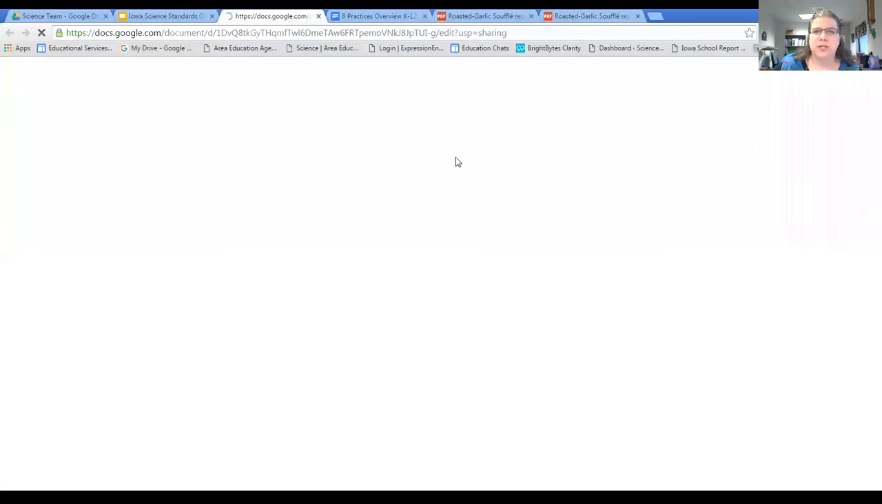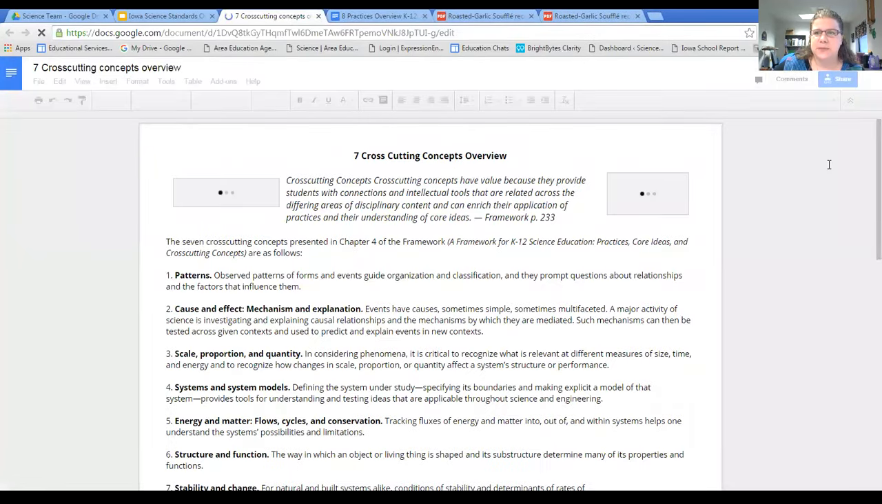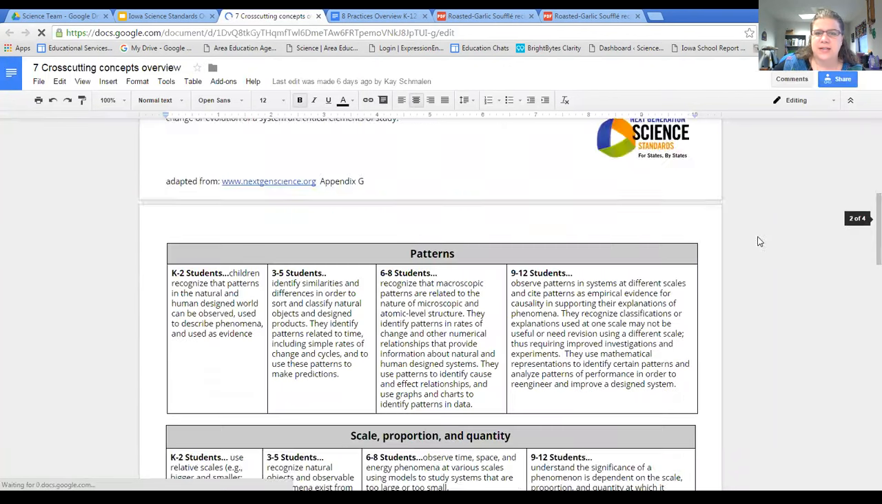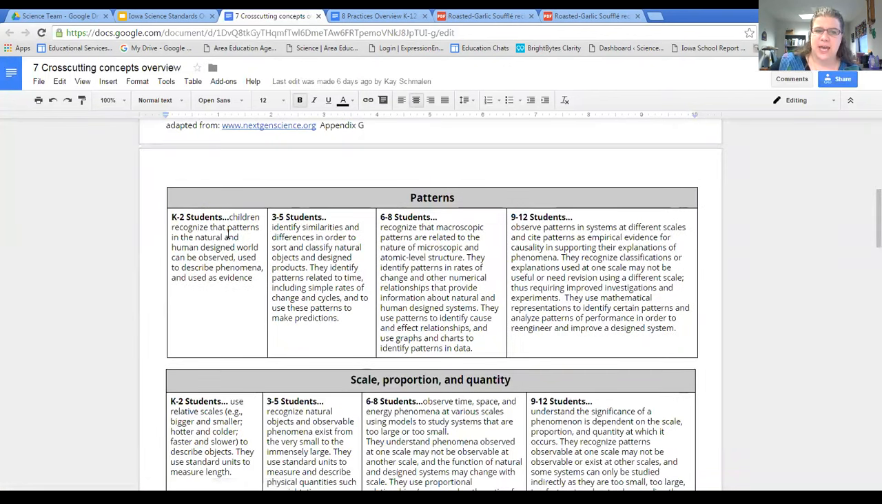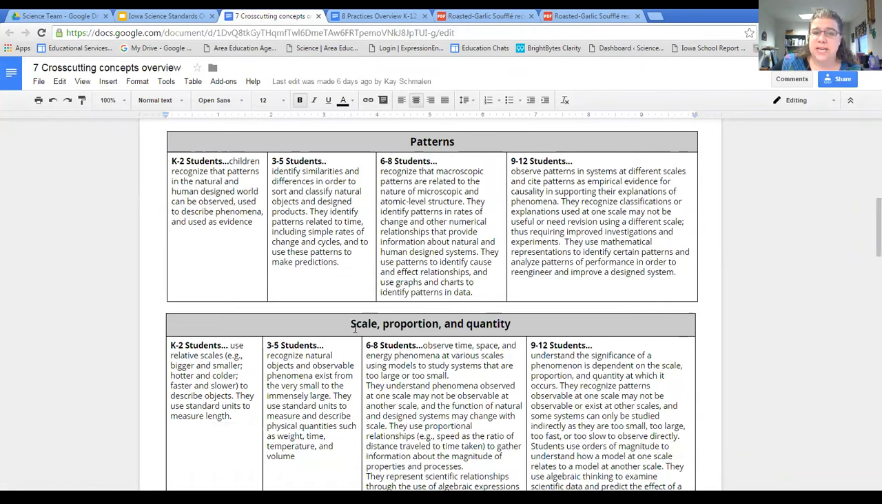When we look at the progression of cross-cutting concepts, it can help us understand a little bit more about what students can be looking at and discussing. For example, if I look at scale, proportion, and quantity, when I first think about that, my mind does not take me to what kindergartners would be able to do in this area. I was primarily a middle school and high school teacher. But when I look at what K to second grade students would be doing in this area, we're talking about relative scales, bigger and smaller, hotter, colder, faster, slower. That is the K2 grade band version of scale, proportion, and quantity.